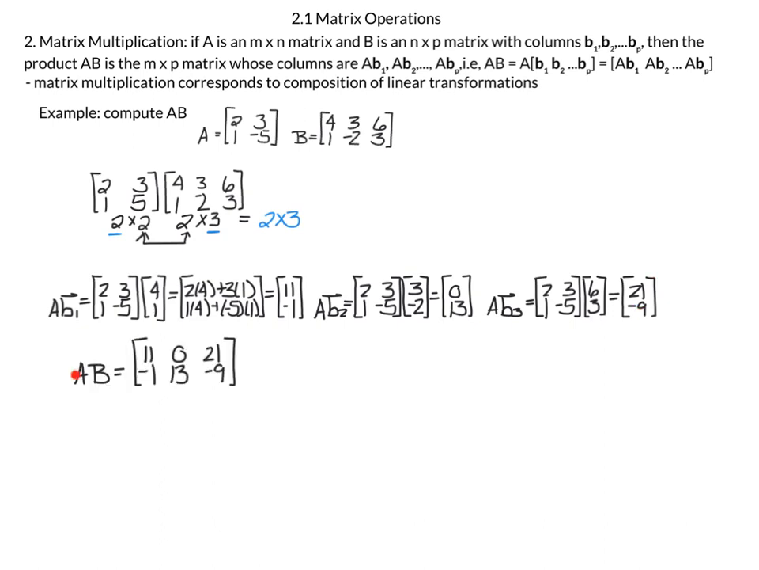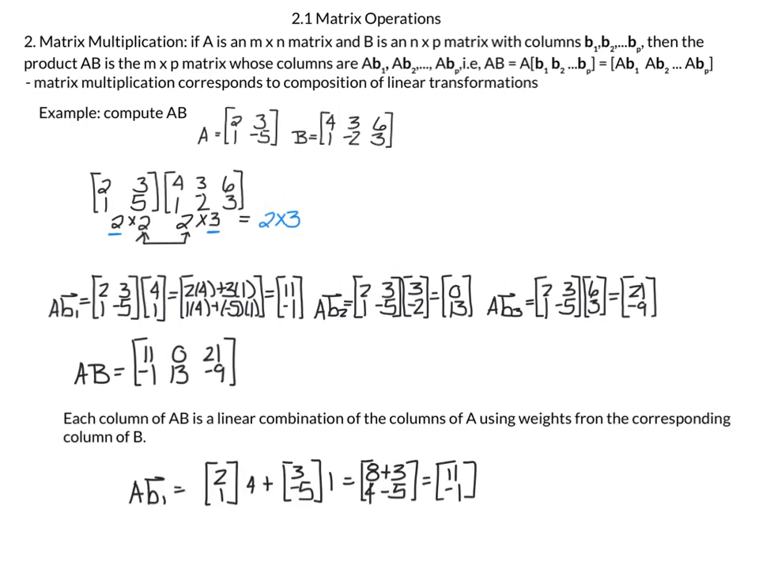And now I can make my matrix AB. I put in my 11, negative 1, my 0, 13, and my 21, negative 9. So this is my final answer, and you'll notice it's 2 rows, 3 columns. That's the 2 by 3 we had discussed before.